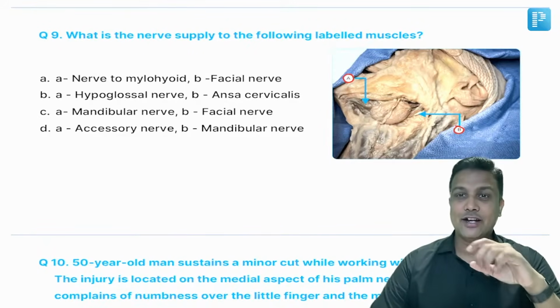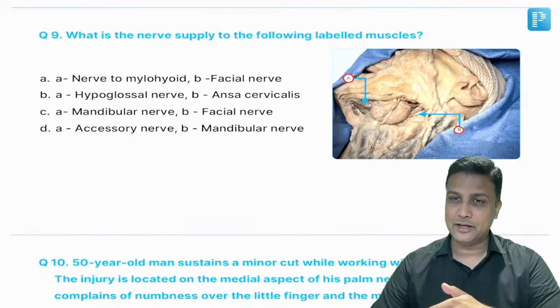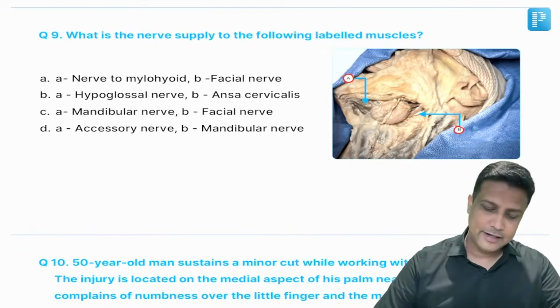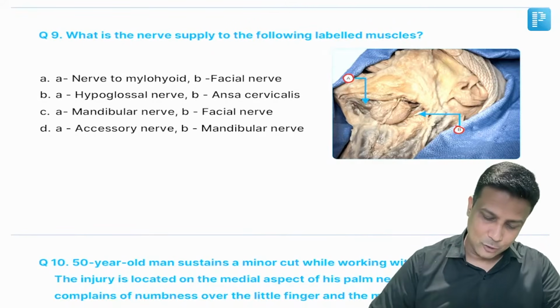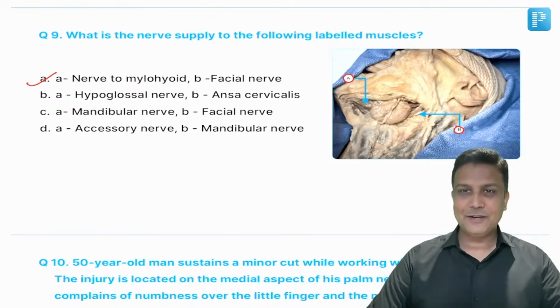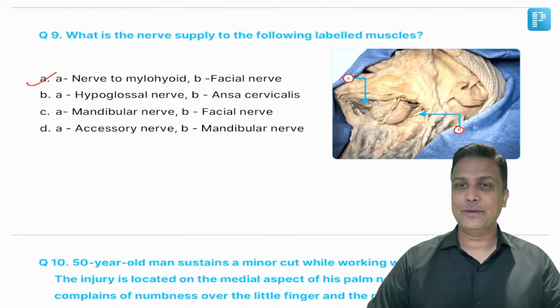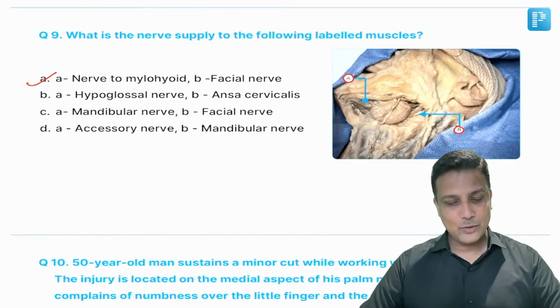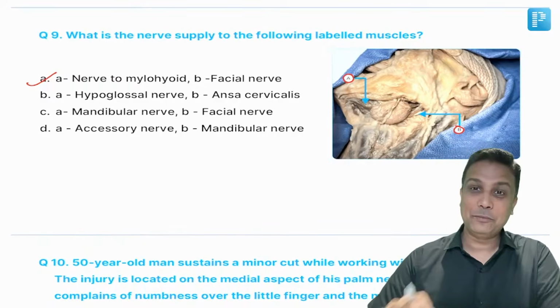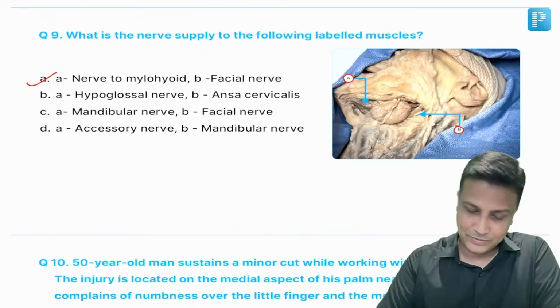Anterior belly of digastric is the muscle which is derived from the first arch. First arch, it should be supplied with the mandibular nerve. And to be more specific, it is supplied by nerve to mylohyoid. And of course, the posterior belly of digastric is derived from pharyngeal arch number two, and that will be supplied by facial nerve. So in that way, the nerve supply to these muscles you can remember easily if you remember the pharyngeal arches and the derivatives of that one.